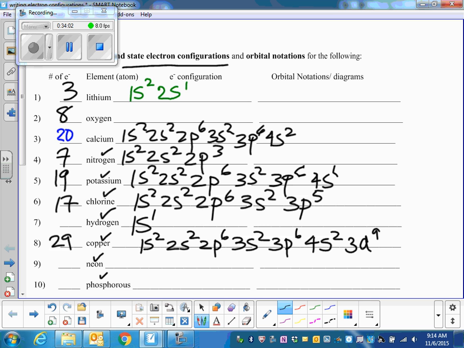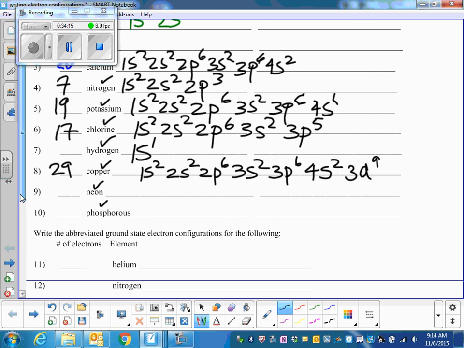Now, copper unfortunately does not like to follow rules. I teach this in my honors class. Copper is an exception. I'm not going to test you on exceptions. Is this class listening? I'm not going to ask you for exceptions. If you write this as copper's configuration, I'm going to give you full credit.